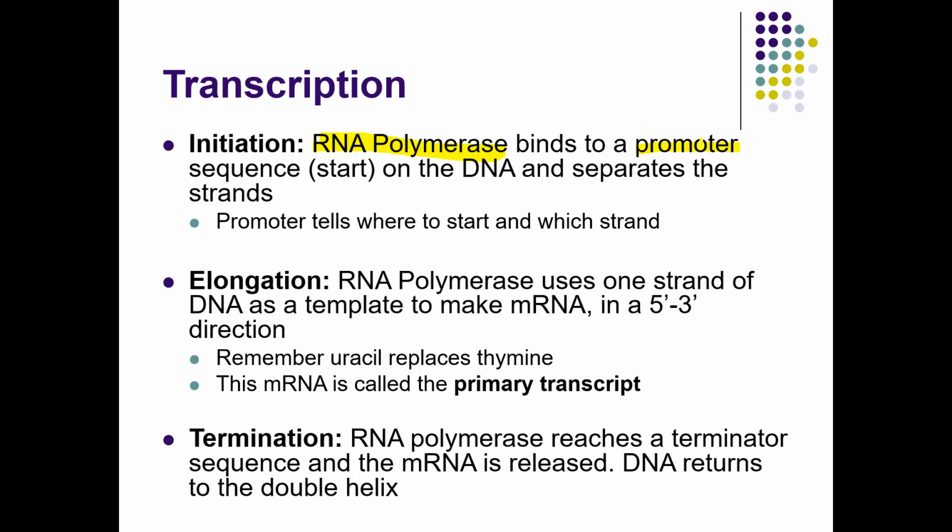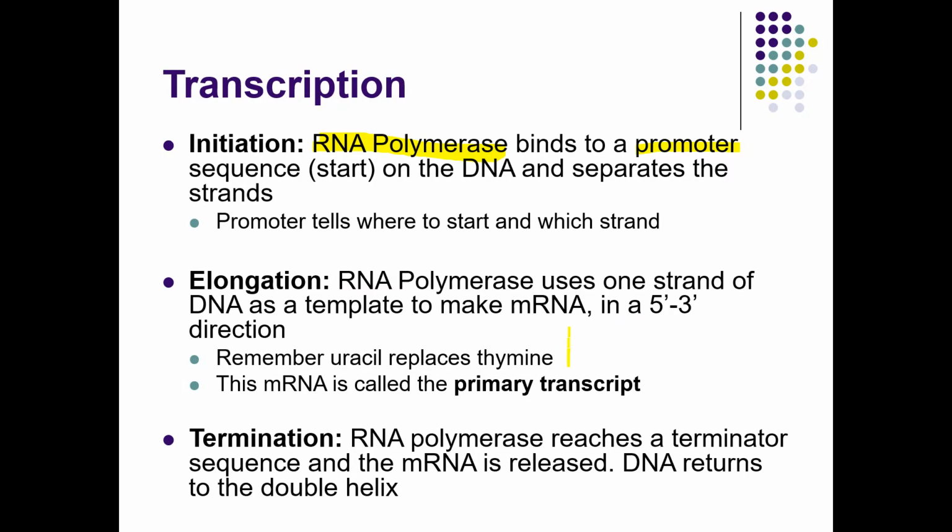One of the differences between replication and transcription is that in replication, we copied the whole DNA molecule from beginning to end. And we also copied both sides of the DNA. Whereas in transcription, we're only going to be copying one side of the DNA, and we're only copying one particular gene. So the RNA polymerase has to know where to start, and that's going to be our promoter. So the RNA polymerase binds to the promoter. In elongation, that RNA polymerase is going to move along the DNA sequence, and based on the bases and the complementary system, it's going to build a single strand of mRNA.